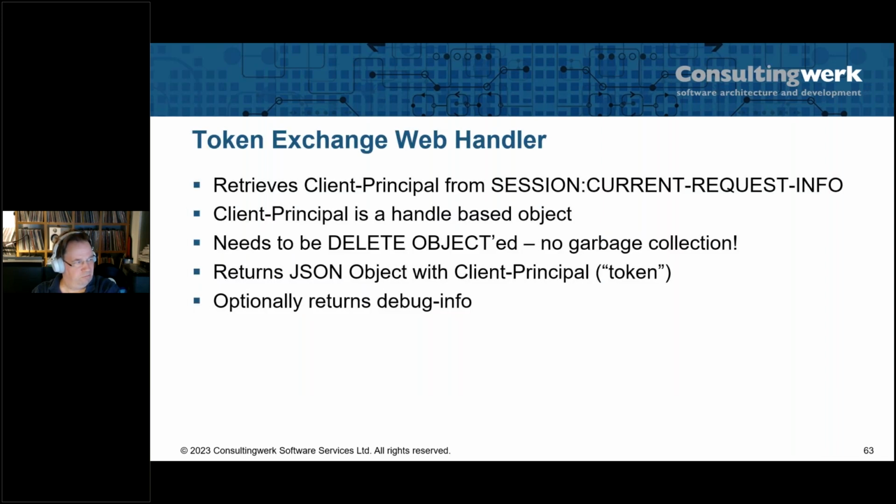One thing to be concerned about is when you use the session current request info to get the client principal, you are responsible for deleting that object. There's no garbage collector for that. So that's something that we see quite frequently at our customers, that these client principal objects are kept in memory and produce memory leaks. A client principal can be a couple of hundred bytes. So it's not a rapid leak, but over the course of a day, that can increase the memory consumption of PASOE quite significantly. So you need to delete them yourself.